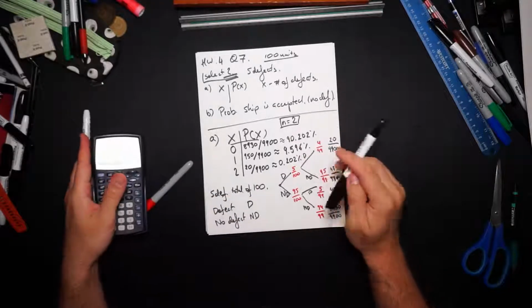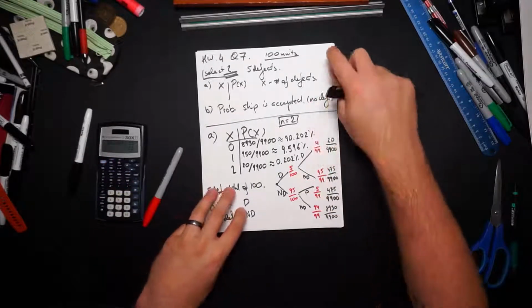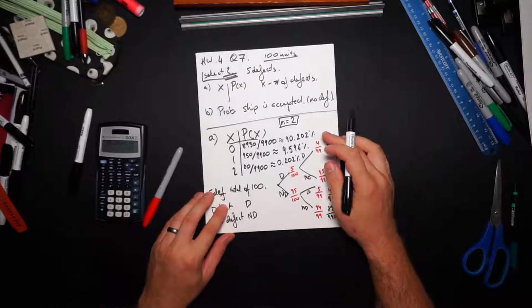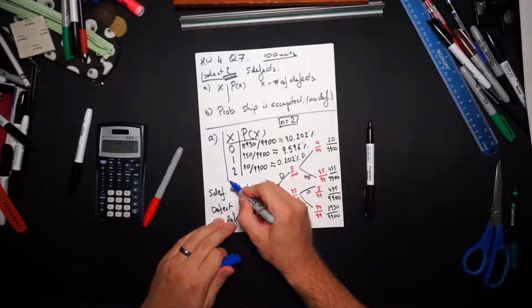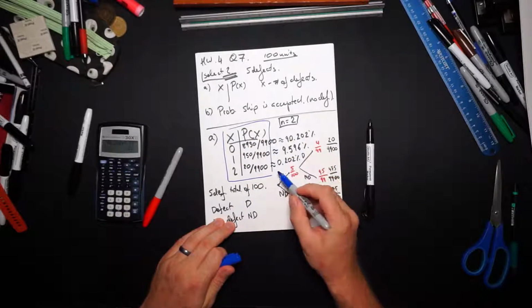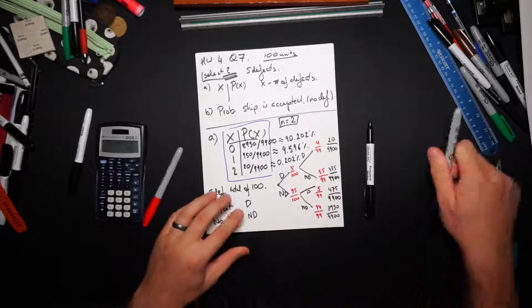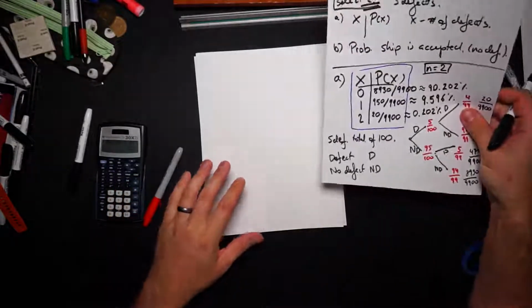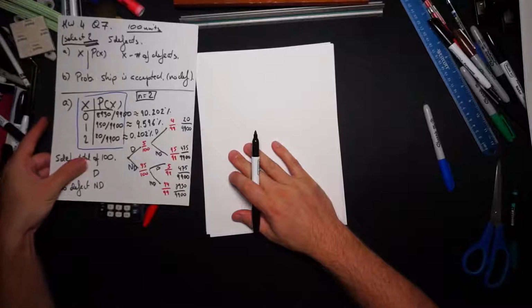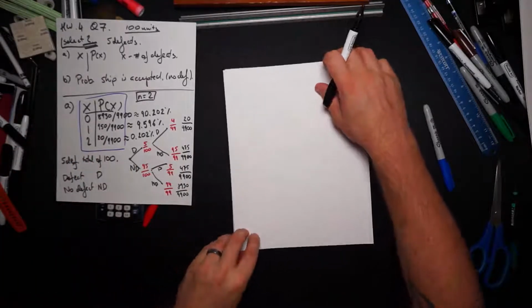Brilliant. Which means that this is a valid probability distribution. And so this is the answer to part A. I'm happy with this, but if you want to include the percentages, that's fine as well. So that's part A. Let's put it over here so people can copy. Let's look at part B.